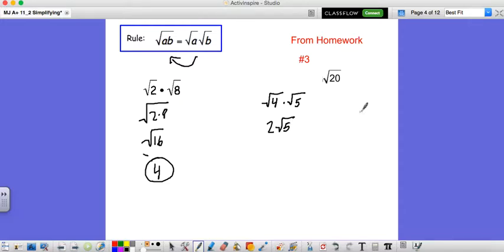Now showing how this works with factor prison. Break 20 down: 2, 10, 2, 5, can't do any more. Square root of 2 times 2 times 5, 2 and 2 have a partner, 2 root 5. You get the same answer, whichever strategy you want to use.